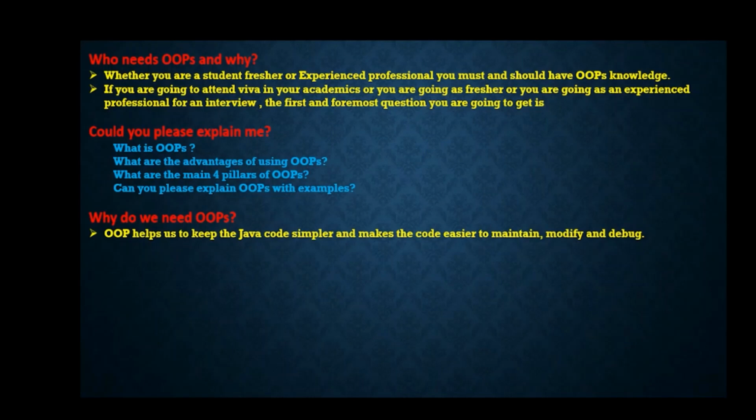So by writing the code, by following the OOP principle, what we are going to achieve is we can write simpler code, and make maintainability, modification of the code, and debugging easier. If something goes wrong, we can debug the code easily. I will explain, you will understand as we go further.